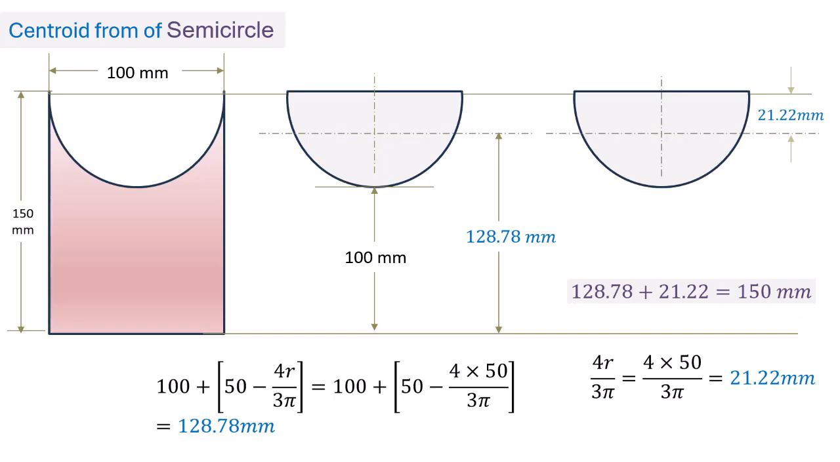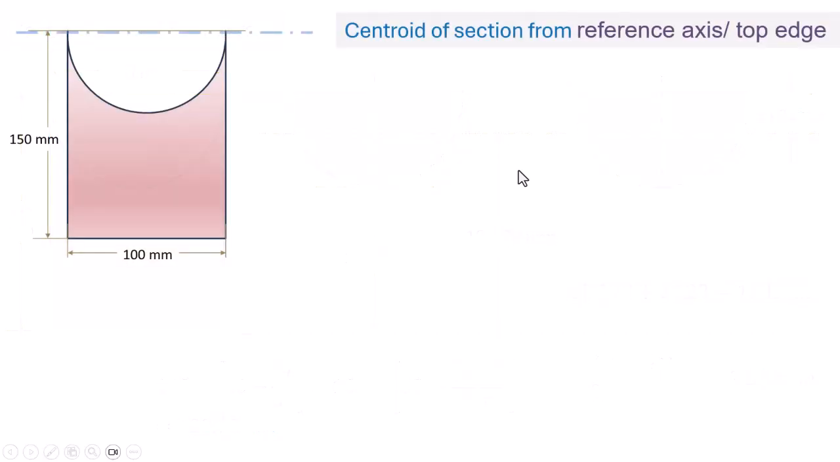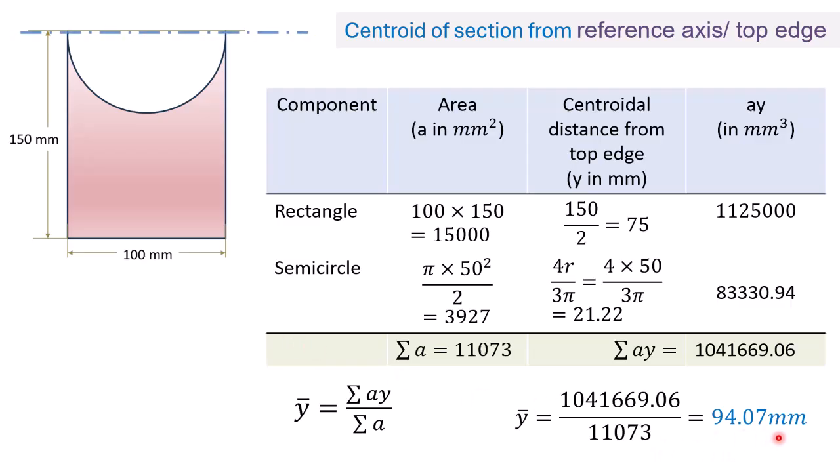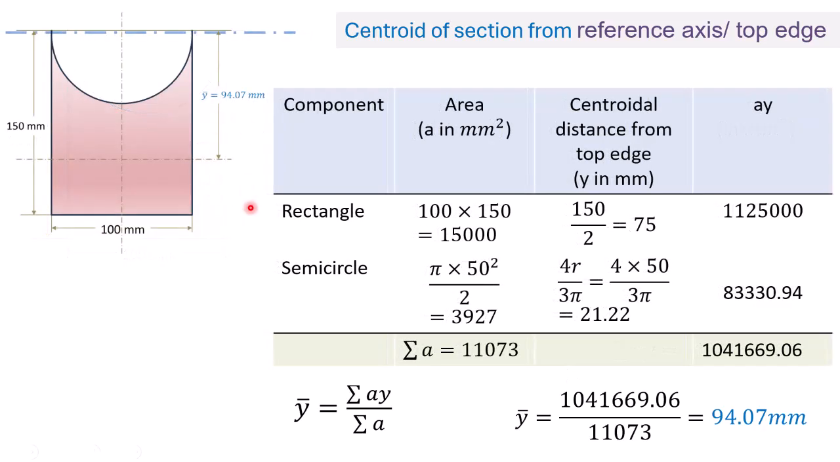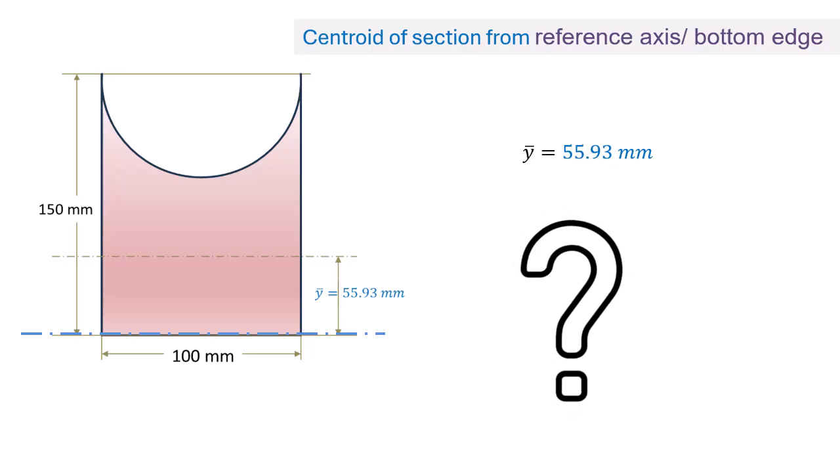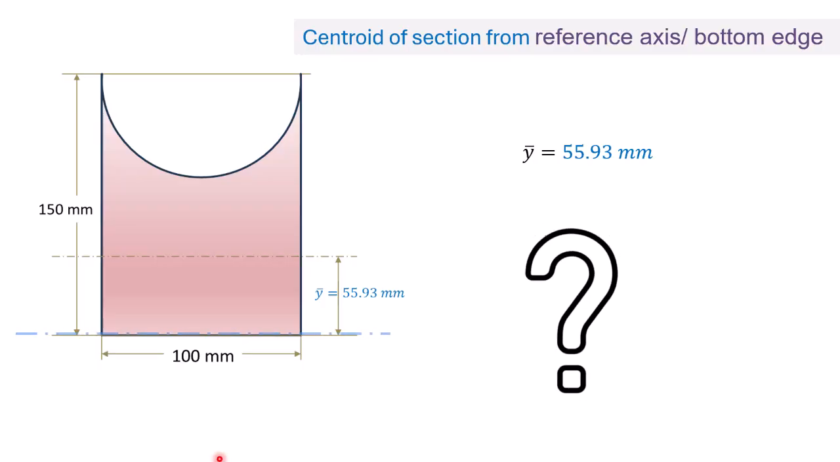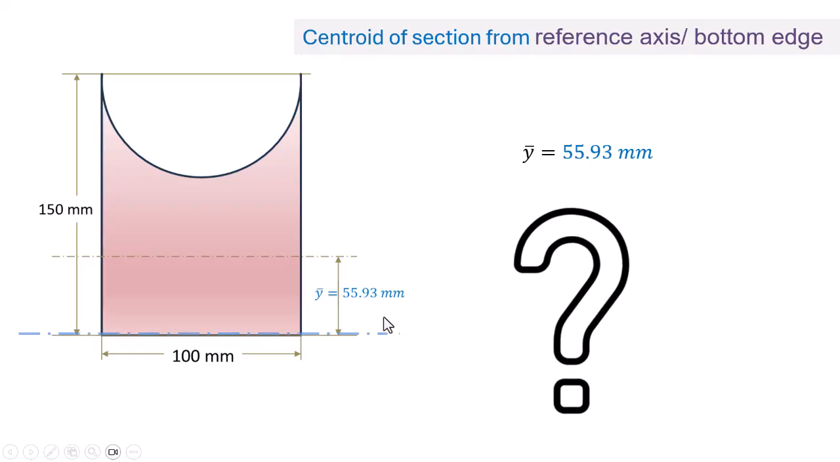Now proceed to calculate the centroid of the section from the reference axis at the top edge. Here the solution is shown step by step, and we get the centroidal distance of the given section at a distance of 94.07 millimeter from the top side. The same result is shown diagrammatically here. To understand the concept clearly, learners should also find the centroid of the section from the bottom axis using the same method and check whether the same result is obtained.